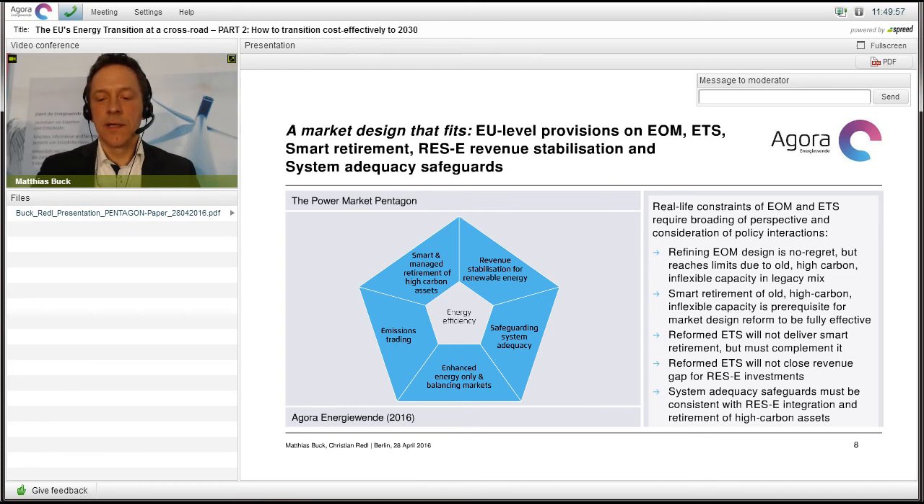Furthermore, looking at the expected evolution of ETS allowance prices, we believe that there will be a continued revenue gap for renewables investments into the system, and this will need to be closed. And of course, there's a discussion on how best to close this gap and to reduce it as much as possible. At last, I think it is important that when considering system adequacy safeguards, that these need to be consistent with the challenge of RES-E integration and the retirement of high carbon assets that, as I was pointing out, are a precondition for a more effective functioning of the energy-only market.